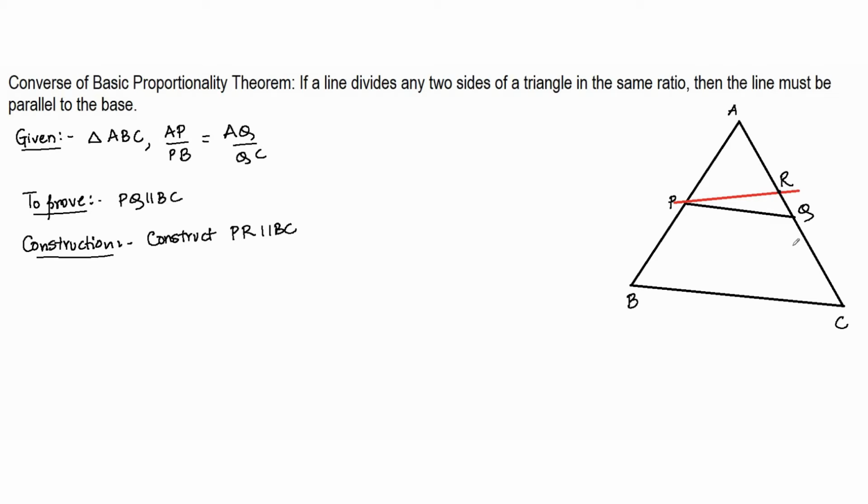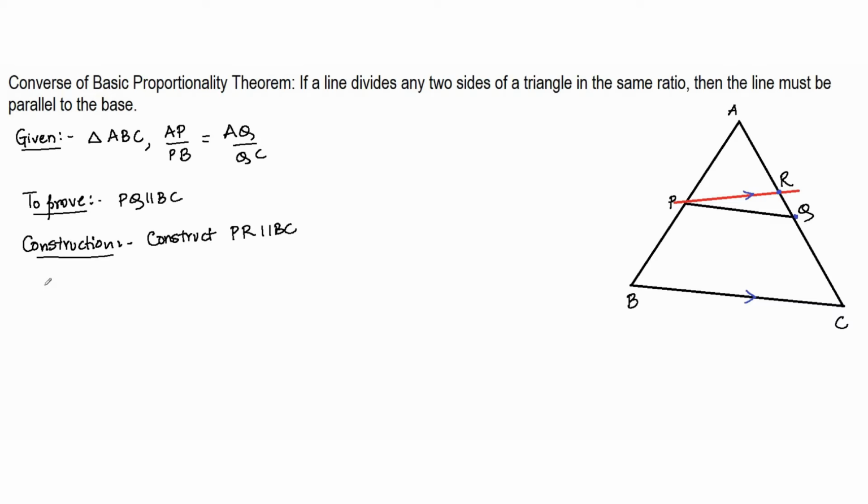Let me repeat that again. What I'm trying to say is, if I can show that R coincides with Q, I know that PR is parallel to BC. I know this. This is by construction. So if I can show that R actually coincides with Q, then it would mean that PQ is also going to be parallel to BC. And that is basically what I have to prove in this particular theorem. So let me start with the proof.